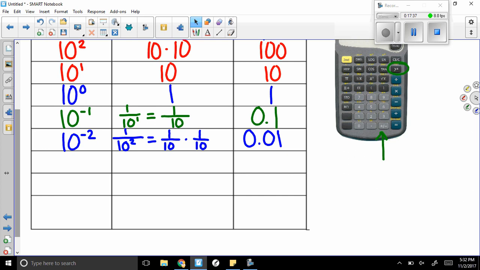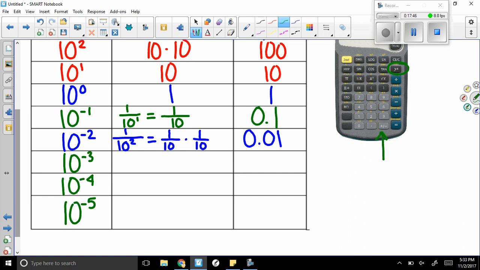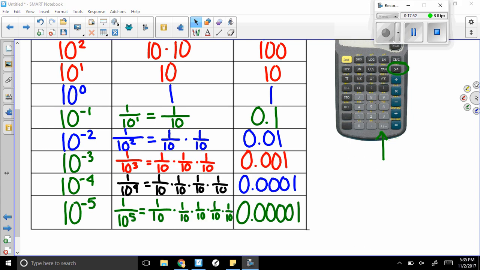So I'm going to pause the video, and I want you to try out 10 to the negative third, 10 to the negative fourth, and 10 to the negative fifth. I want you to show all your work just like I've been doing, and we'll compare after this. All right, so as you're looking at mine, make sure that you compare all of this. That negative exponent puts it into the denominator of the fraction.